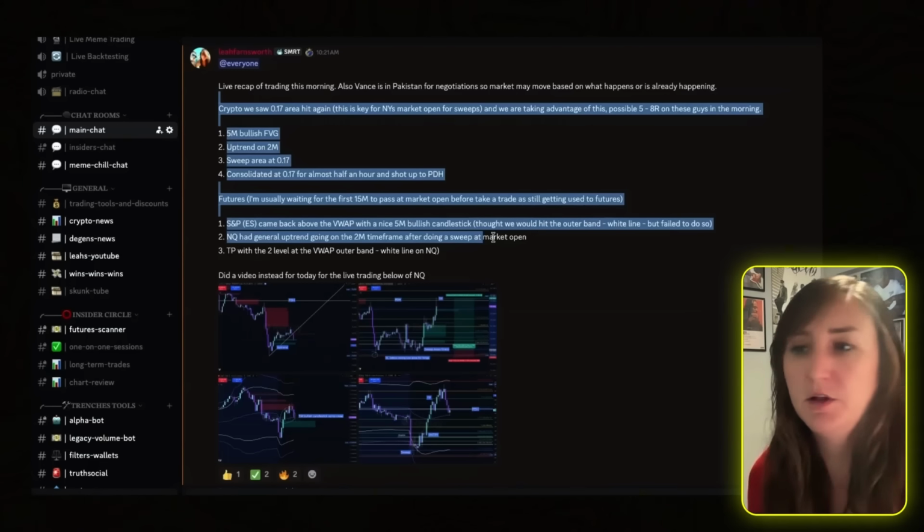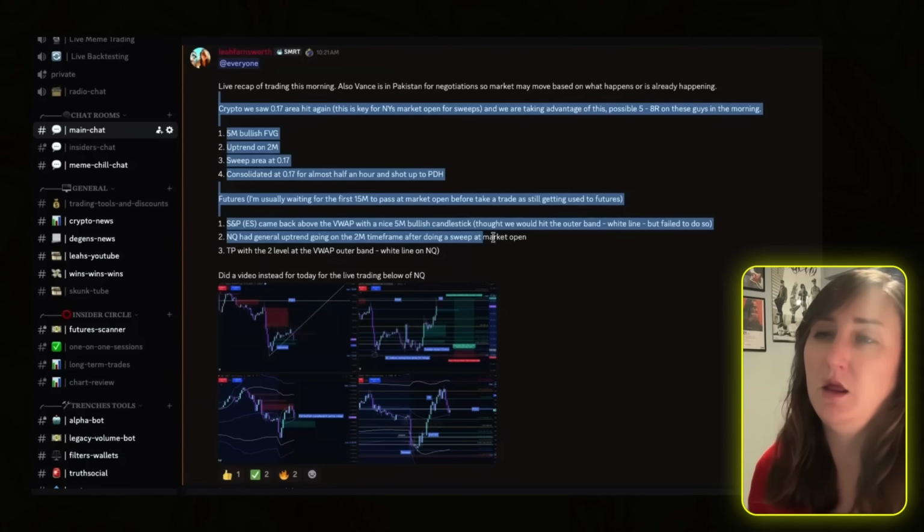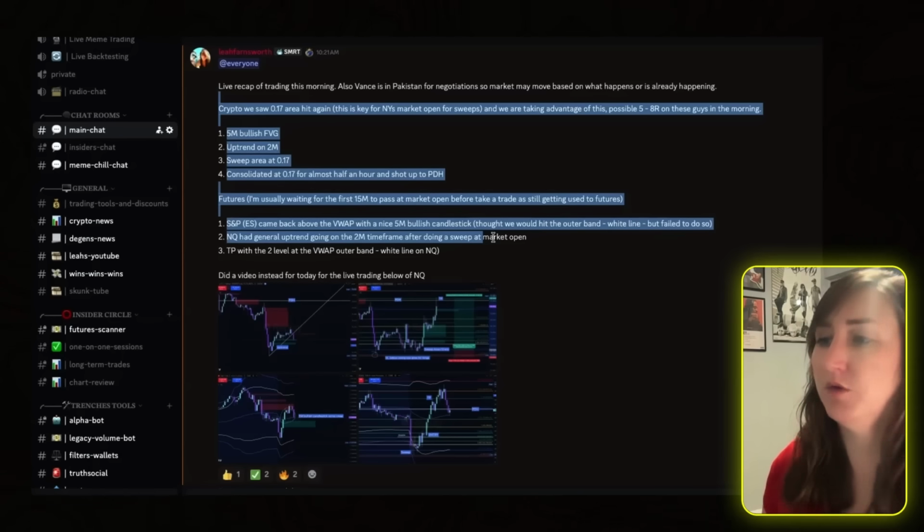The 1.7 level tends to be a key area for liquidity sweeps on crypto in the morning. Please check out those videos down below too if you are trading crypto.